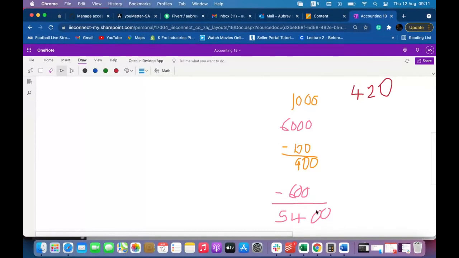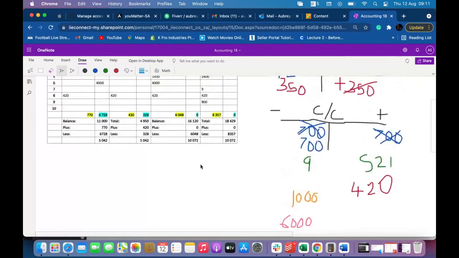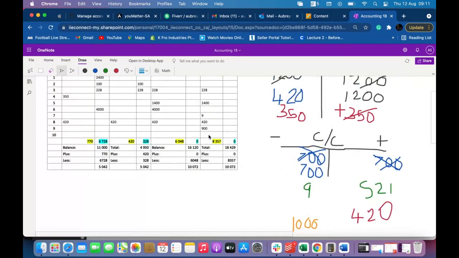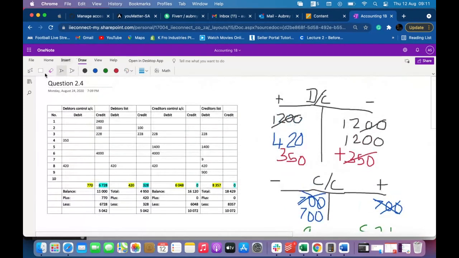Okay, so we need to take this 5,600 and do what? And we need to debit the creditor's control. I said 5,600. I should have said 5,400. My bad. So at this point, your job now is to say, okay, I've made the necessary amendments.